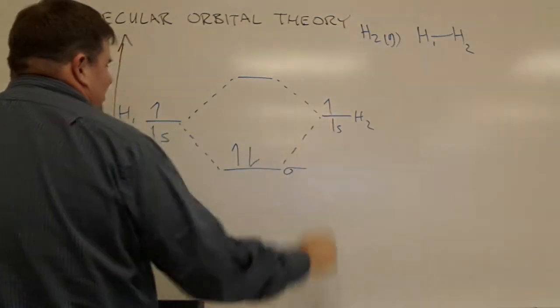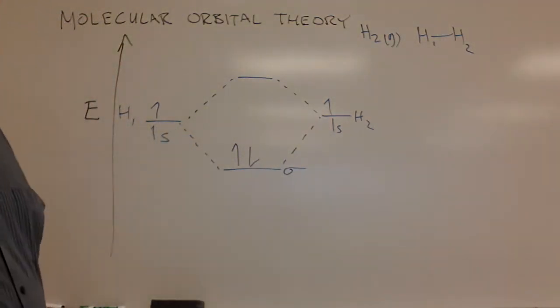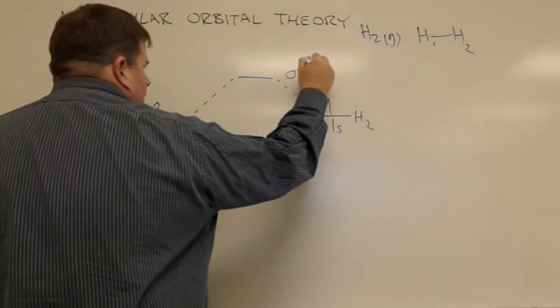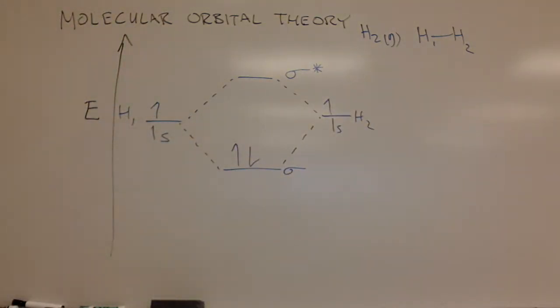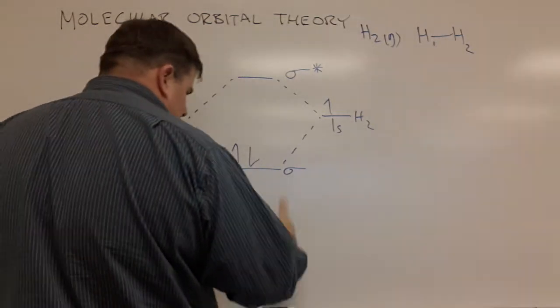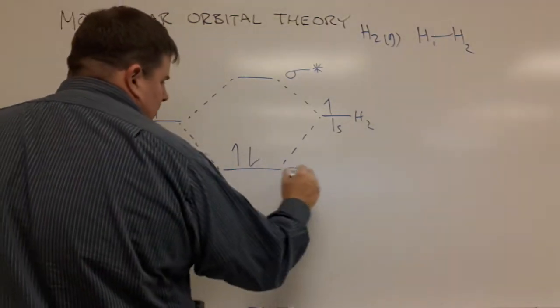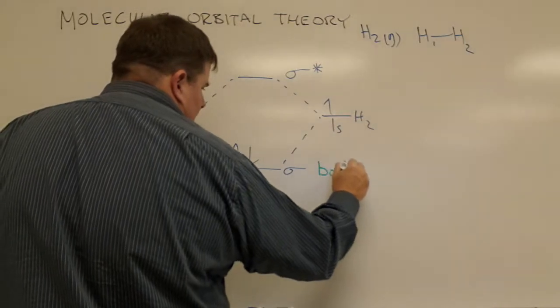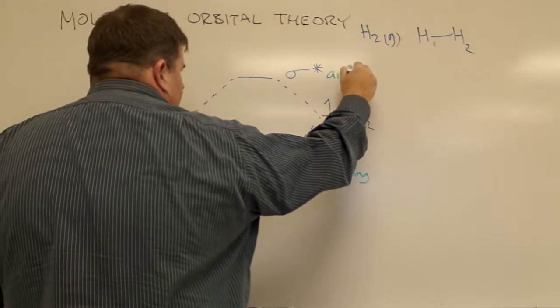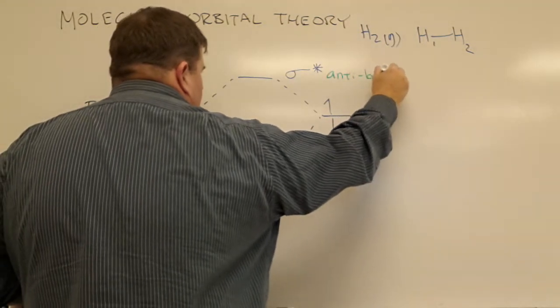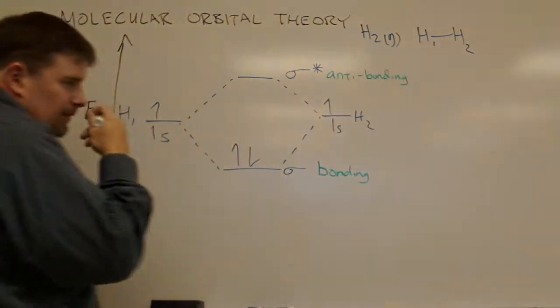There's matter and there's antimatter. There's always an opposite there. And that's going to be what we call an anti-bonding orbital. So the one down here, this sigma bond, is the bonding orbital. And anytime there's a star there, this is the anti-bonding orbital.